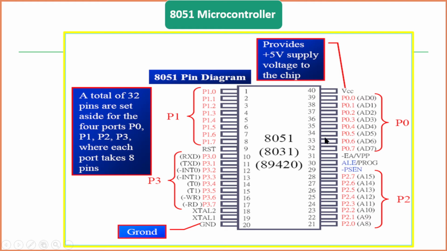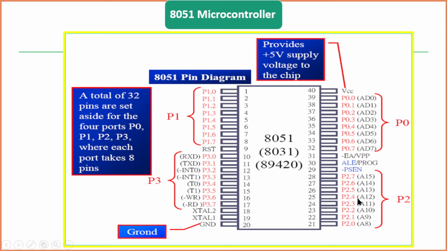Then apart from the I/O functions, port 0 is used as the lower order address and data bus. Even though the 8051 has internal memory, suppose we need external memory, it is possible to have 16 address lines and 8 data lines. The lower order address and data lines are multiplexed with P0, AD0 to AD7, which can be demultiplexed with the help of the address latch enable, ALE. Through that we can separate address and data with the help of ALE.